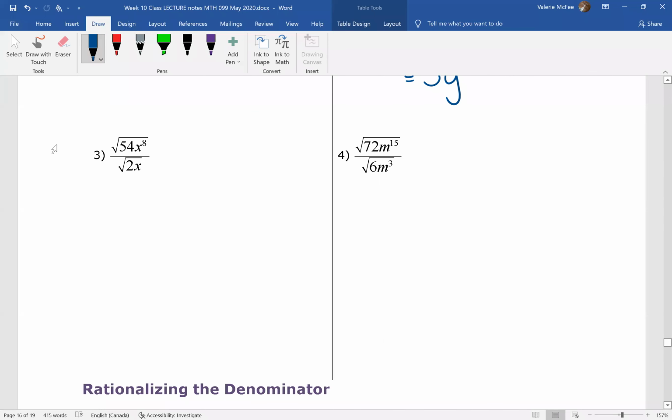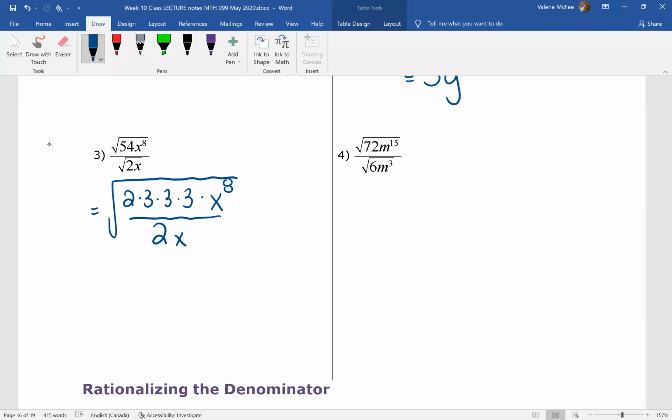Pause your video and try question 3. You prime factored 54. We see we can divide out that common factor of 2, and dividing out this 1x leaves us with x to the power of 7 in the numerator. Now remember what we said when we were simplifying variables. I can't find the square root of x to the power of 7 without having a fraction.